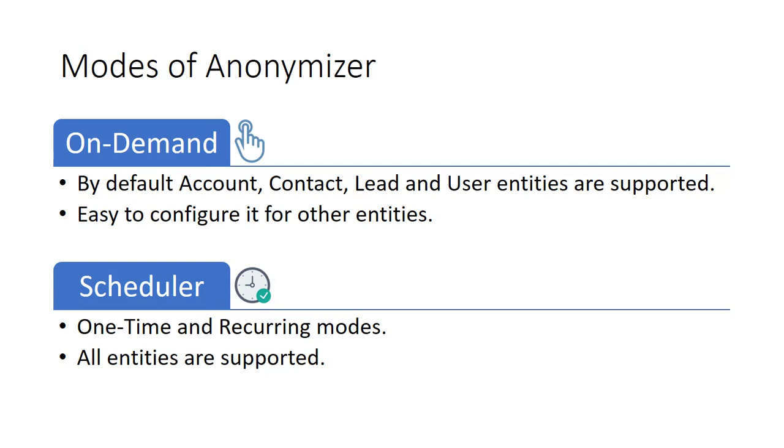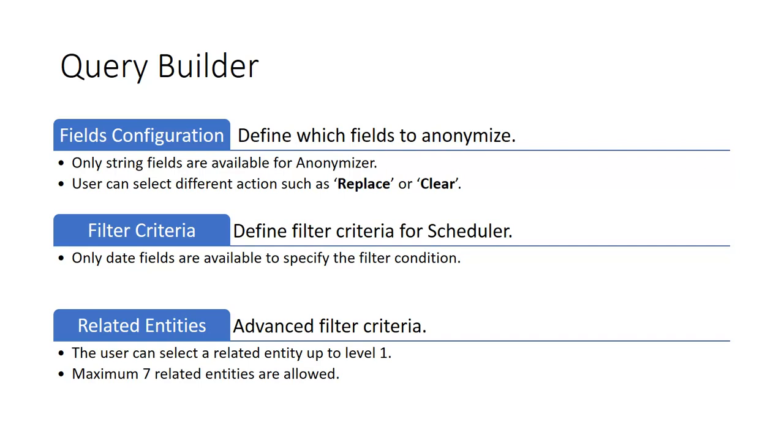Query Builder will allow a user to configure fields and filter criteria. It is divided into three parts: fields configuration, filter criteria, related entities. In fields configuration, the user can select only string fields to configure for Anonymizer. The user can select an appropriate action for the selected field, such as replace or clear.